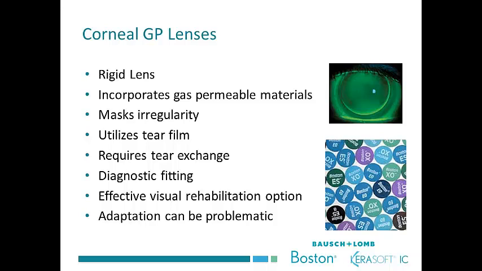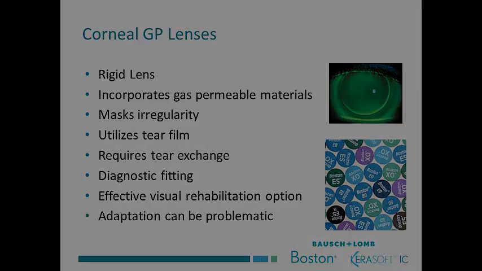It masks the irregularity by incorporating a tear film underneath the lens. And it requires tear exchange not only to maintain ocular physiology but also to bring oxygen in. And just like the specialty soft custom lenses, they also require diagnostic fittings. It's really helpful to have a diagnostic set. It's a very effective visual rehabilitation option. However, one of the disadvantages that we all know of is that adaptation can be problematic with this lens modality.